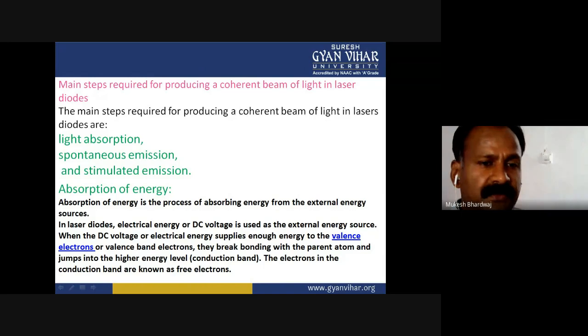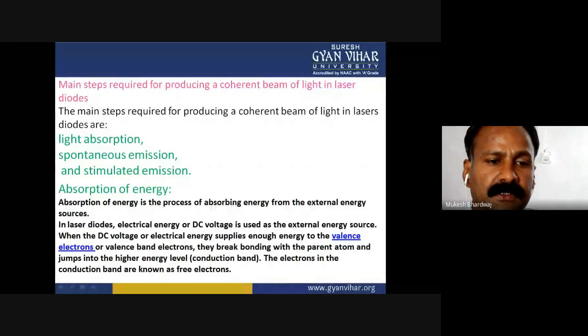Absorption of energy is the process of absorbing energy from external energy sources. In laser diodes, electrical energy or DC voltage is used as the external energy source. When the DC voltage or electrical energy supplies enough energy to the valence band electrons, they break bonding with the parent atom and jump into the higher energy level, the conduction band. The electrons in the conduction band are known as free electrons.